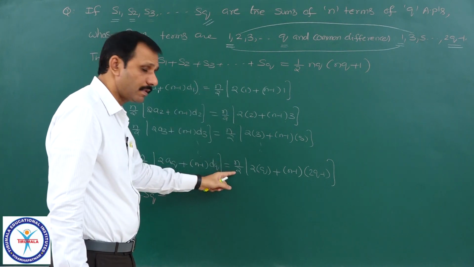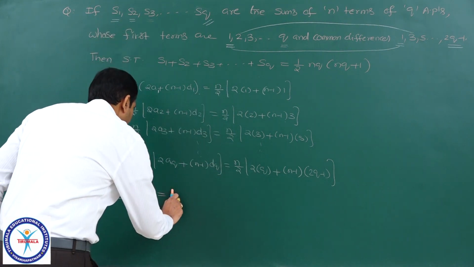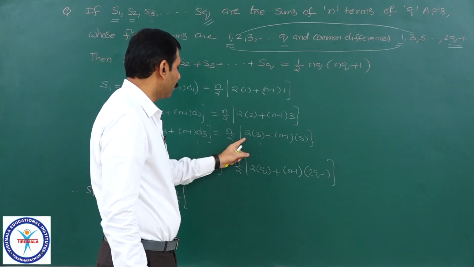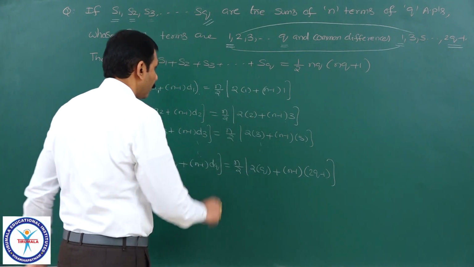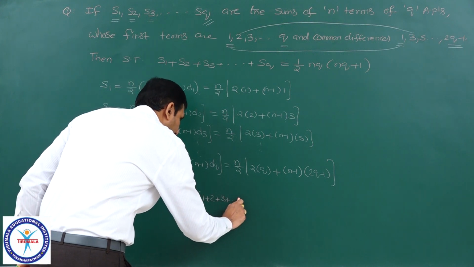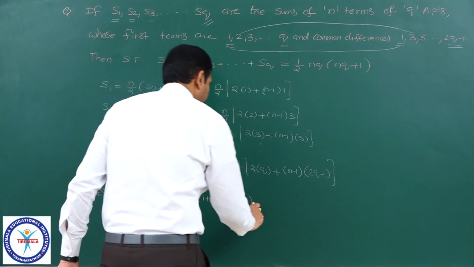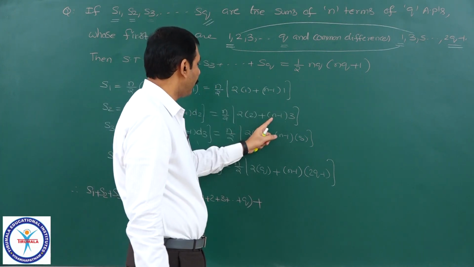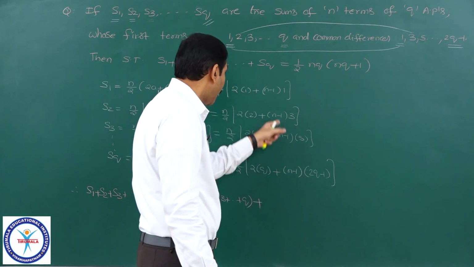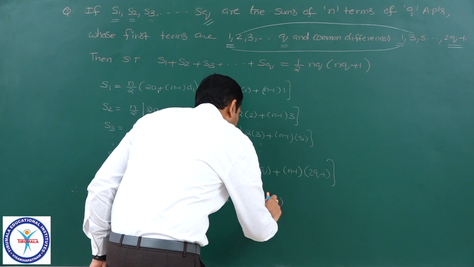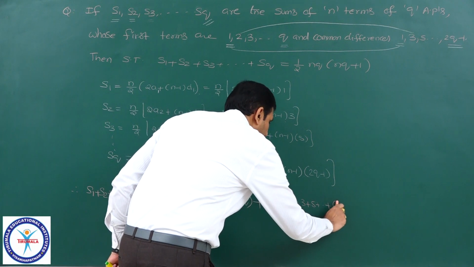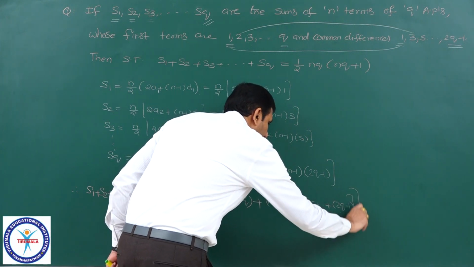See here, n by 2 is common for all these terms. n by 2 into 2 into 1 plus 2 into 2 plus 2 into 3 and so on, 2 into q. I will take 2 common. If I take 2 common, 1 plus 2 plus 3 plus and so on plus q, plus n minus 1 into 1, n minus 1 into 3, n minus 1 into 5 and so on, n minus 1 into 2q minus 1. I can take n minus 1 common: n minus 1 into 1 plus 3 plus 5 plus and so on plus 2q minus 1.